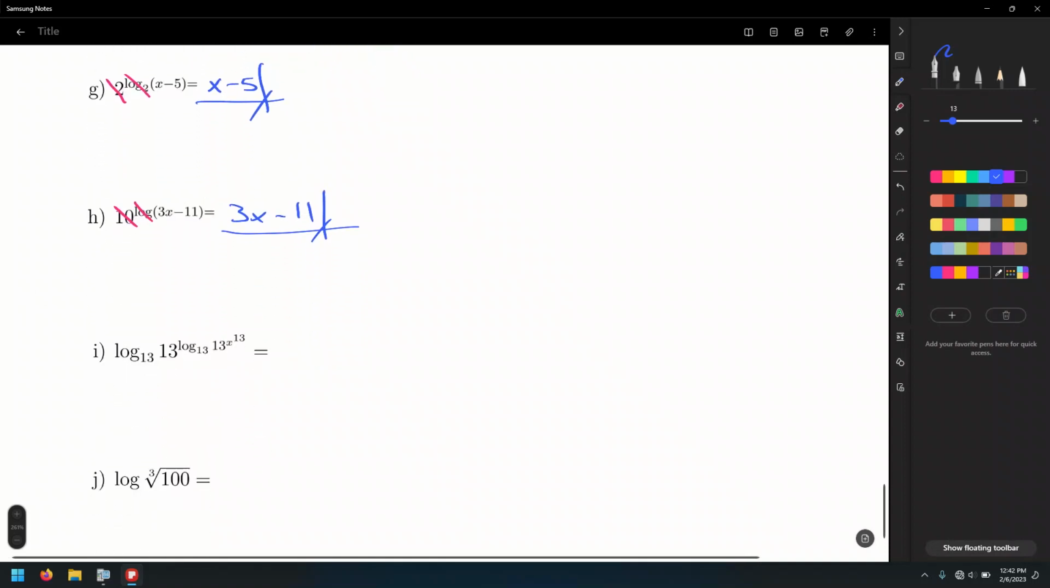What's this funkiness here? Log base 13 of 13 raised to the log base 13 of 13 to the x to the 13. All right. As scary as this may look, how about we do one cancellation at a time? This one is going to be pretty straightforward because if you observe the larger numbers, which are the exponentials, they really do match the base of the logarithm.